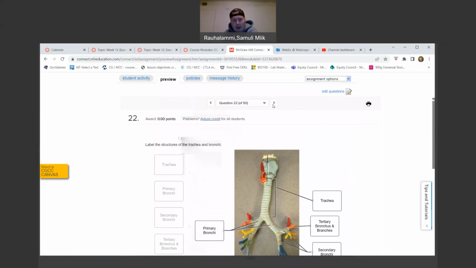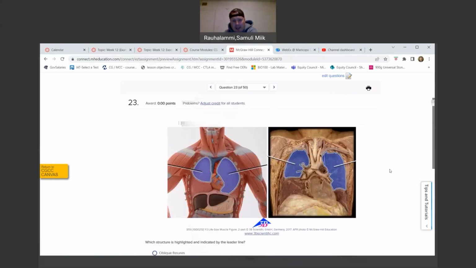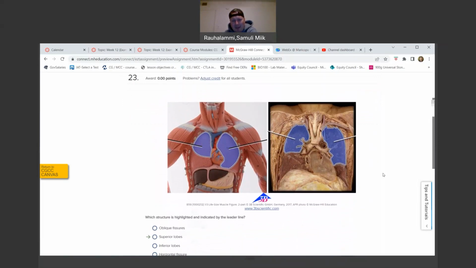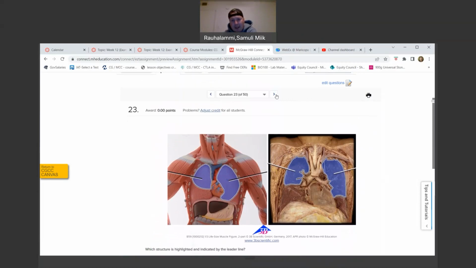Let's continue our review. What we're going to see next, I think that this is a nice one. It shows both left and right superior lobes. So remember, on the right side, we're going to have also middle and inferior lobes, whereas on the left side, only superior and inferior lobes.